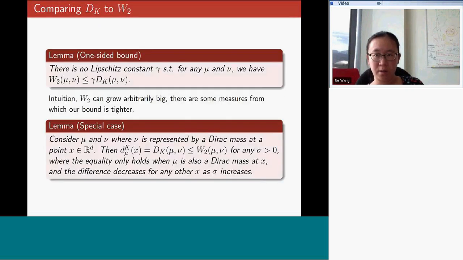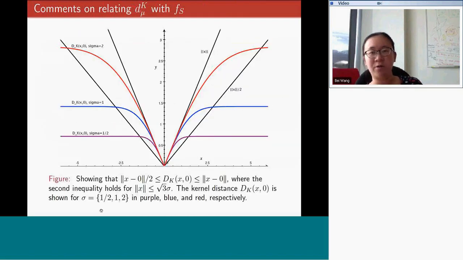Maybe I should show it now. It's towards the very end of my slides. This is the actual example of how you understand the relation between kernel distance and distance. If my distance is just the distance with respect to my origin, then my distance function follows this particular line. As you move away, your distance goes up. Here is the distance over 2, and this is the distance itself. In the middle is the kernel distance between x and 0, and the three curves here correspond to the kernel distance with different parameters associated with the kernel.